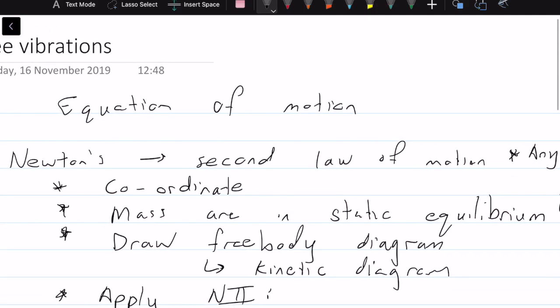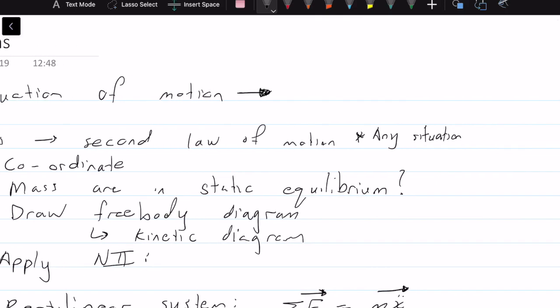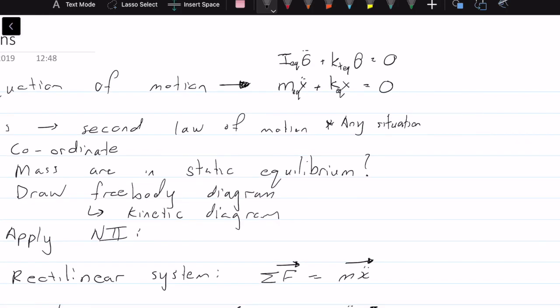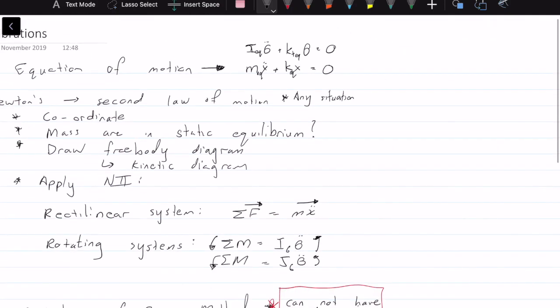The equation of motion for a free, undamped, unforced system looks something like this. We have our mass times acceleration, plus kx, equal to 0. This is our equivalent mass, and this is our equivalent stiffness. For a rotating body, this is written as the same thing, just using rotating items, not linear motion or rectilinear motion.